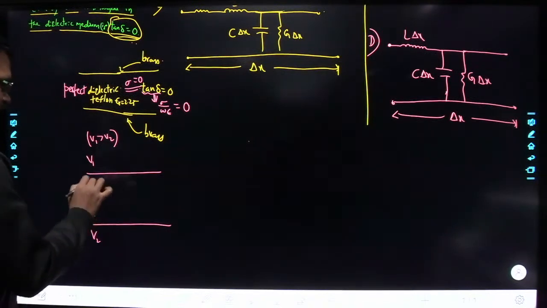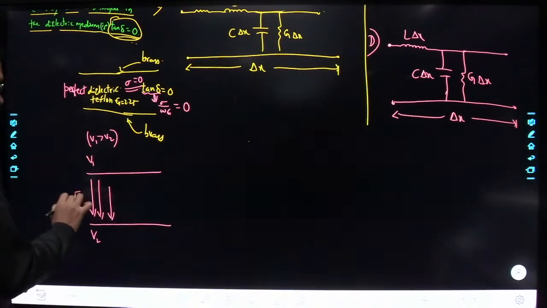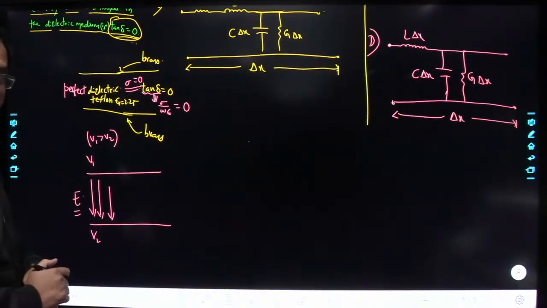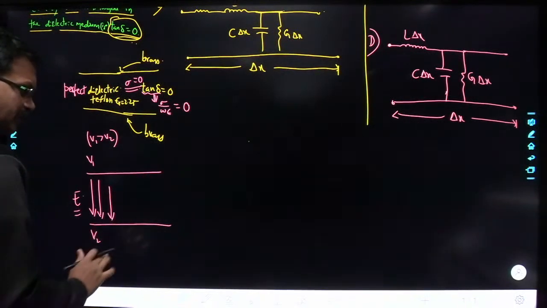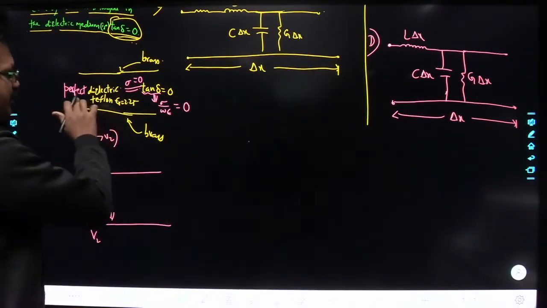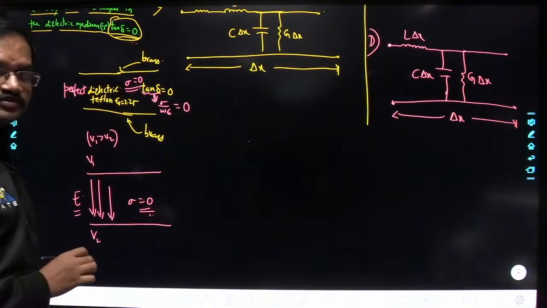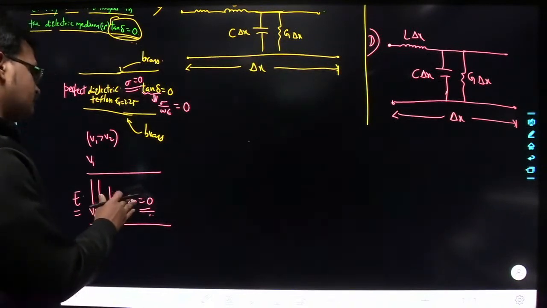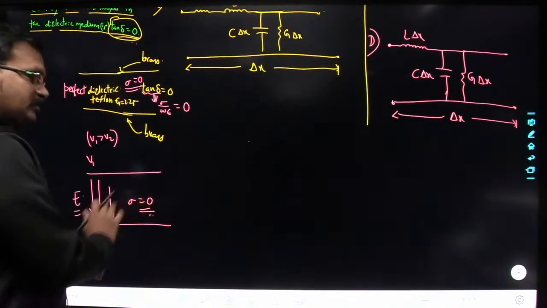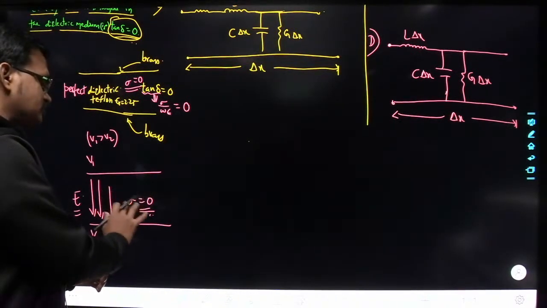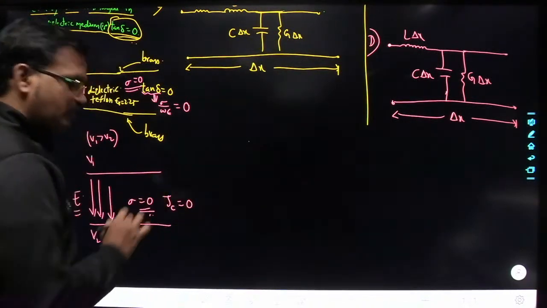Whenever there is a higher potential and a lower potential, there develops an electric field between these two conductors. If the medium between these two conductors is a perfect dielectric, then the conductivity of this medium is equal to zero. So there will be no free charge carriers available in this medium, and then the conduction current in this medium will be equal to zero.